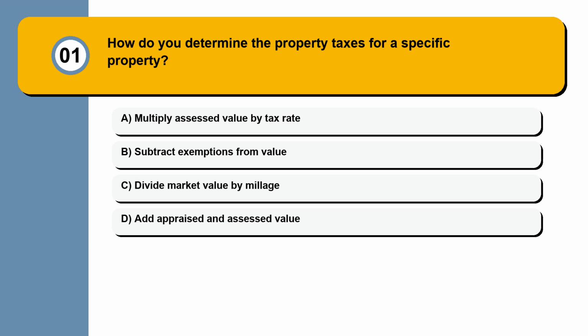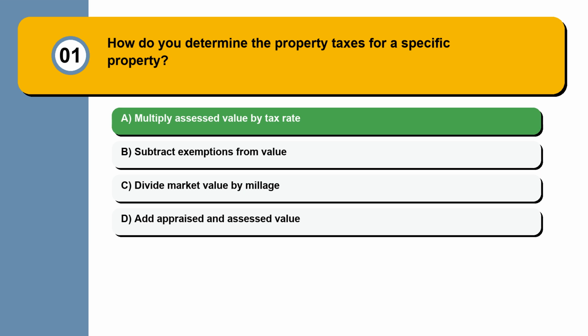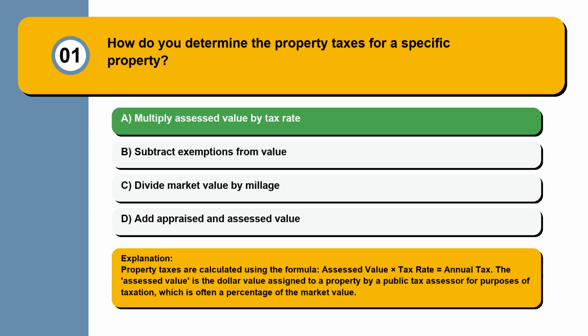Question 1. How do you determine the property taxes for a specific property? Multiply assessed value by tax rate. Subtract exemptions from value. Divide market value by millage. Add appraised and assessed value. Property taxes are calculated using the formula assessed value times tax rate equals annual tax. The assessed value is the dollar value assigned to a property by a public tax assessor for purposes of taxation, which is often a percentage of the market value.